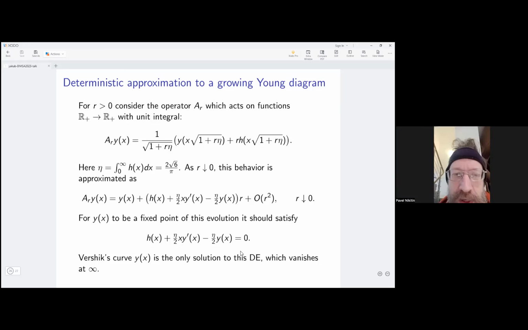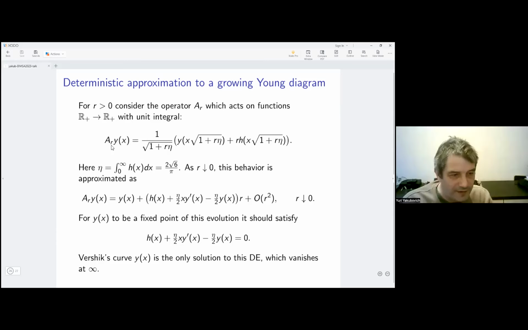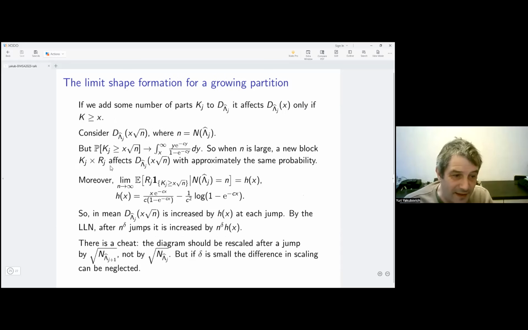Okay, I realize that probably I don't understand a simpler thing. So you define the operators A_r, and we get the limiting equation, and we have the Vershik curve as a unique solution. But what's the connection with the limit shape we're looking for? Why these particular operators? When r is small, this particular operator somehow approximates this random evolution.